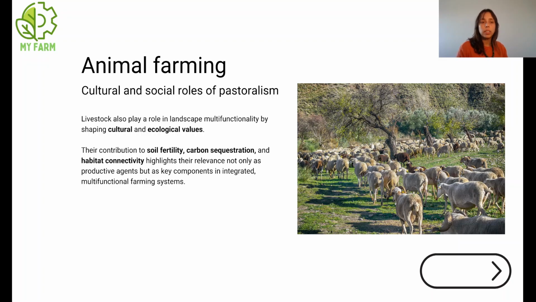Another important point of animal farming is the cultural and social roles of pastoralism. Livestock also play a role in landscape multifunctionality by shaping cultural and ecological values. Their contribution to soil fertility, carbon sequestration, and habitat connectivity highlights the relevance not only as productive agents, but as key components in integrated multifunctional systems.